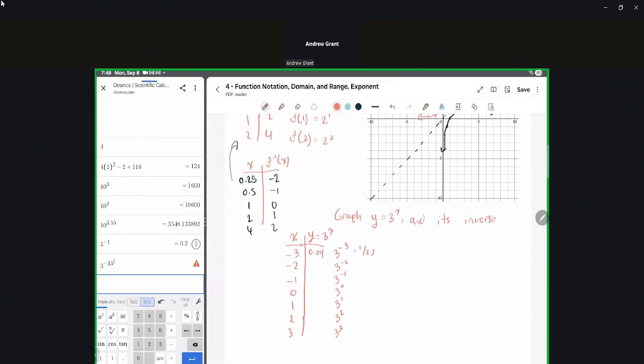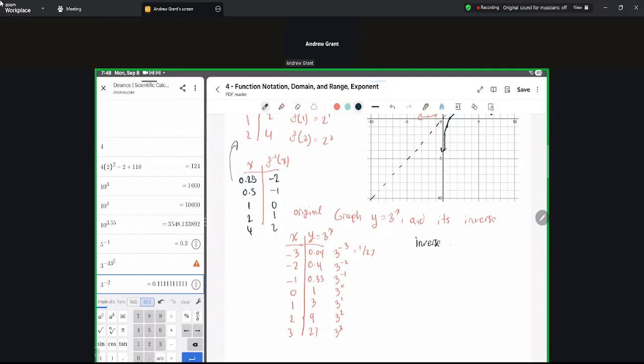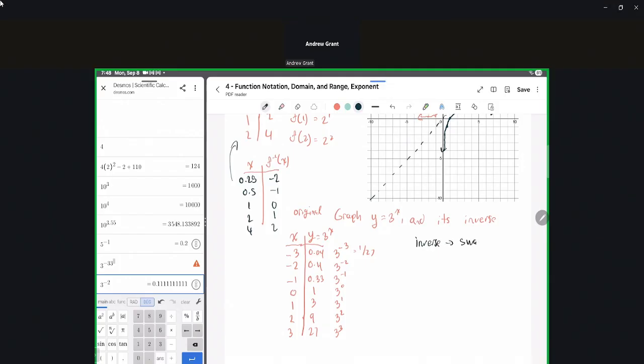3 to the power of -2 is going to be 0.11. 3 to the power of -1 is going to be 0.33. 3 to the power of 0 is just 1. 3 to the power of 1 is 3. 3 to the power of 2 is 9. And 3 to the power of 3 is 27. So this is what we would call the original function. The inverse we can get by just swapping the x and y values.